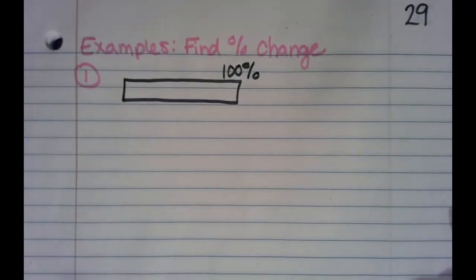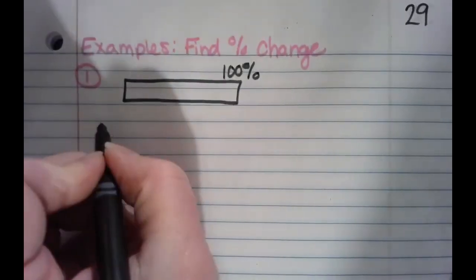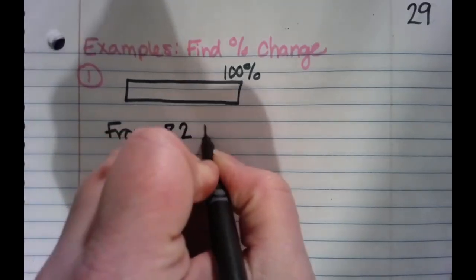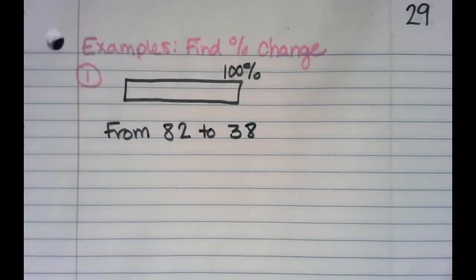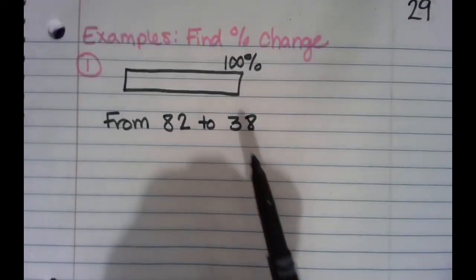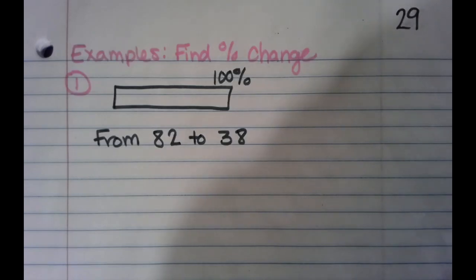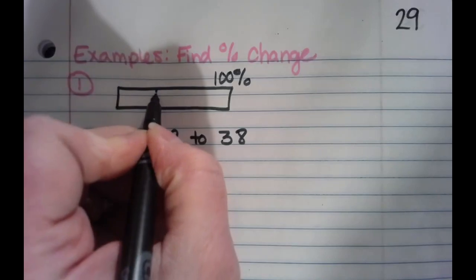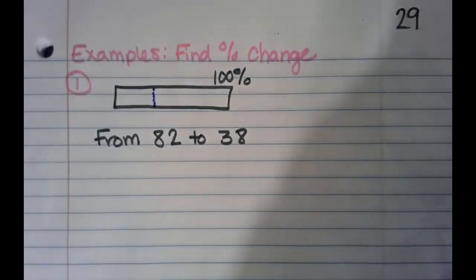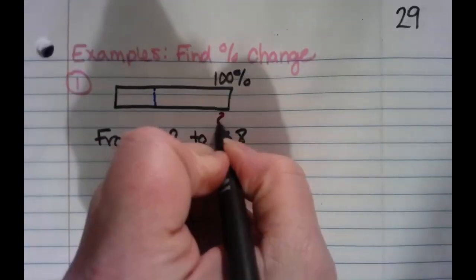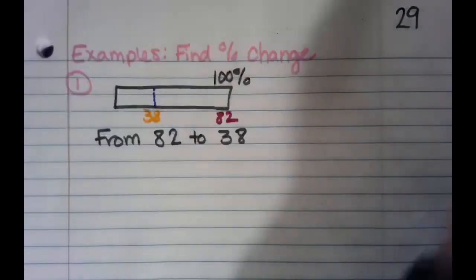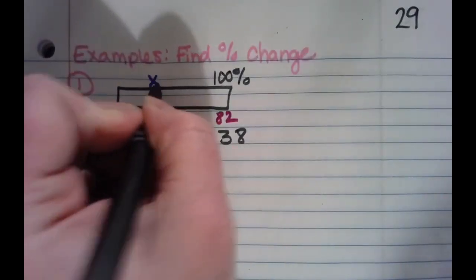Oh, and I forgot to give you the problem. So we're going to find the percent change from 82 to 38. So we could call this dollars, pounds, whatever we want to call it, but really this is saying we're starting at 82 and we're ending at 38. So we know that that's a markdown or a decrease, because 82 is bigger than 38. Okay, so we're going to just draw it like that. And we know that we started at 82, and we always start at 100, and we ended at 38. And we just didn't know what this percent was.